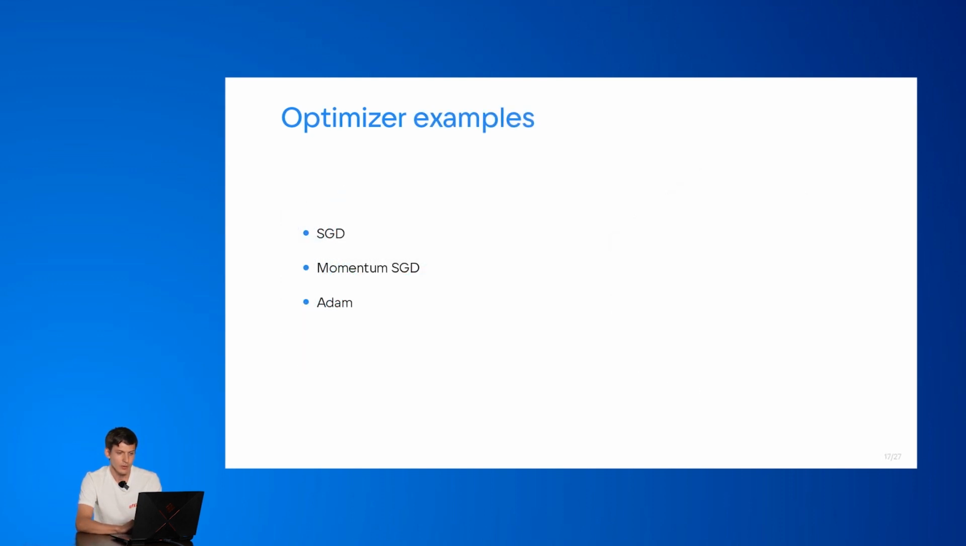There are different variants of these entities: SGD, stochastic gradient descent, momentum SGD, momentum stochastic gradient descent, and the last one, Adam. So they are suitable for different tasks. I think that the most complex is the last one.